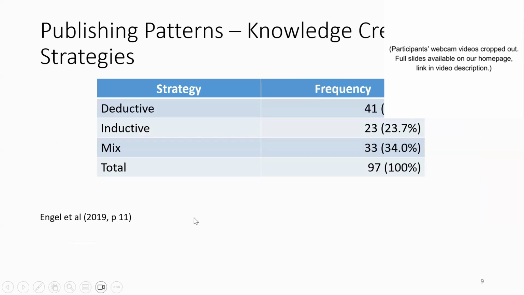Okay, so the very helpful review by Engel et al., 2019, and they looked at the different types of strategies people had used in journal articles to produce design knowledge. They found the major part was deductive and less was inductive. And then there was a mixture of 33%.